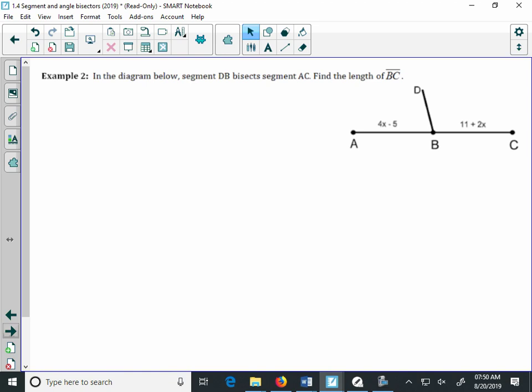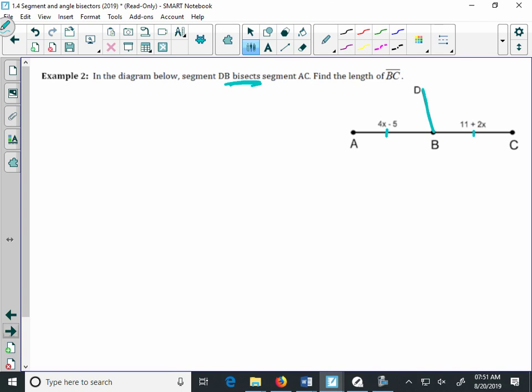Right? How are we going to set up this equation to solve if I see that I have a segment bisector? If DB is bisecting AC, what do I know about AB and CB? They're equal, they're the same. So I'm going to indicate that by marking my diagram with tick marks. Get in the habit of doing that. That's really helpful. Mark your diagram. I'm going to mark it with my tick marks.